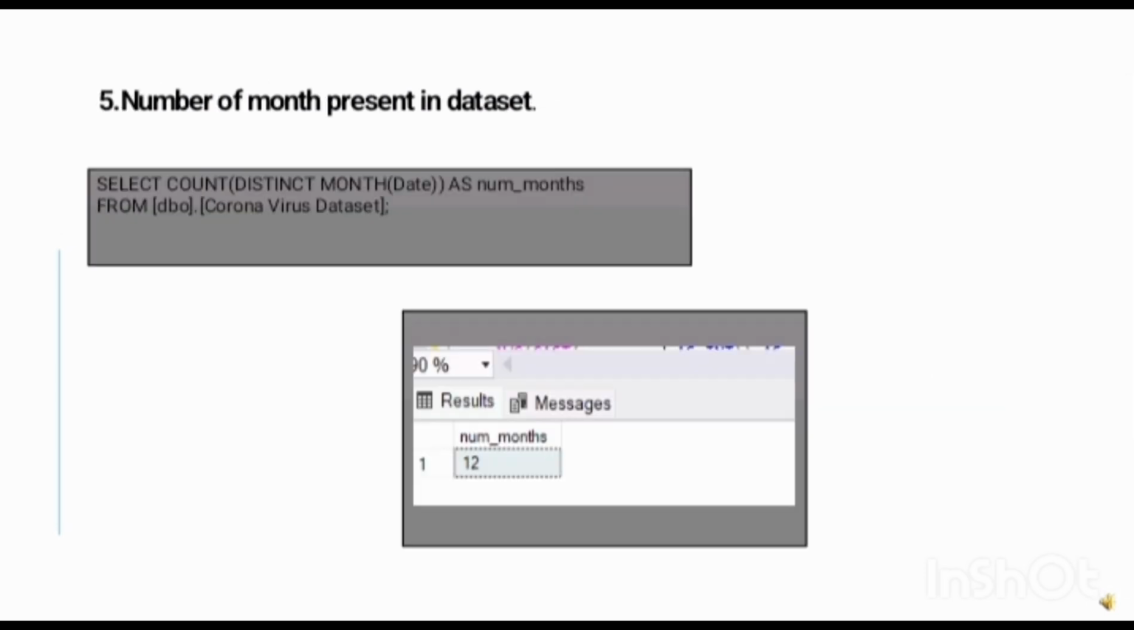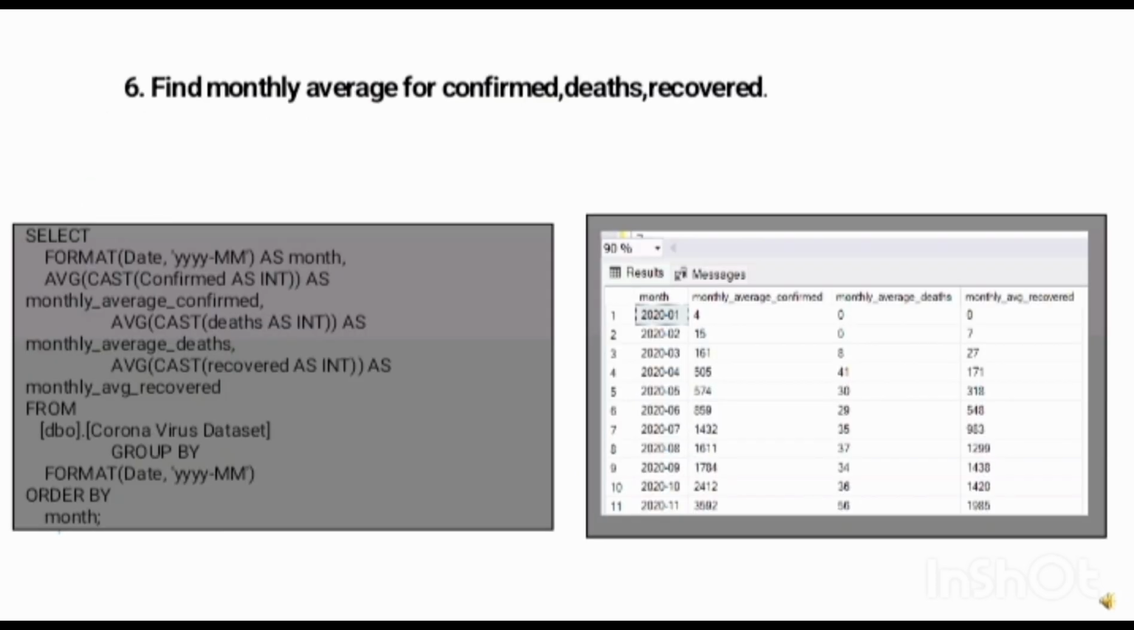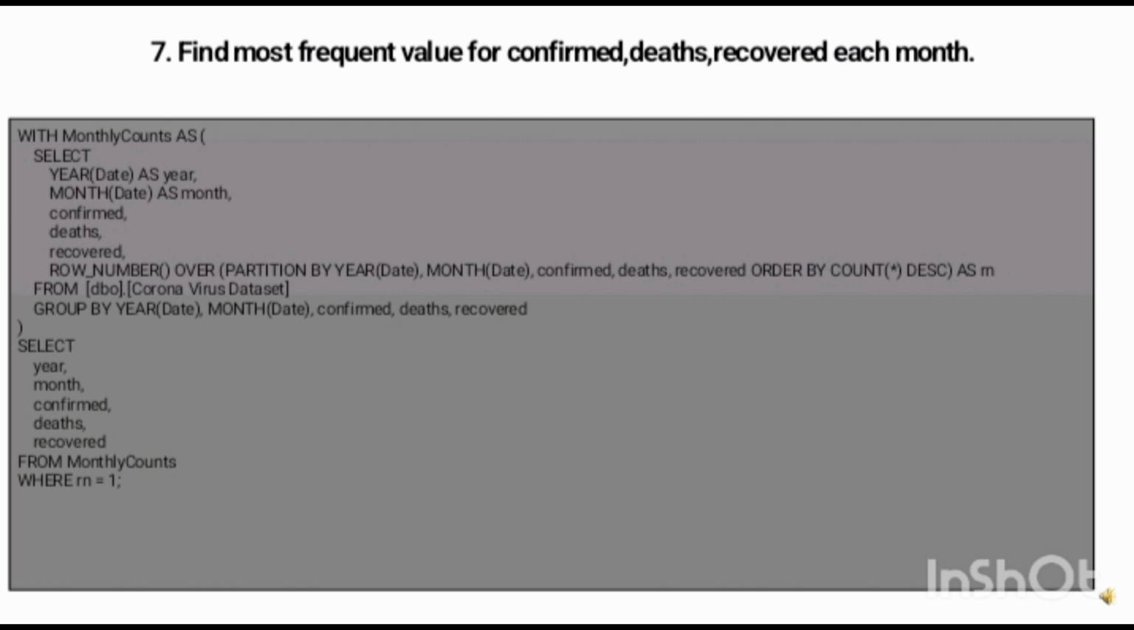The fifth query is the number of months present in the dataset. There are a total of 12 months present in the dataset. And the sixth query: find the monthly average for confirmed, deaths, and recovered. So in 2020, January, there are 4 confirmed, 0 deaths, and 0 recovered, and so on. For every month, we can see the output that I have got here, in February, March, April, and so on till December.